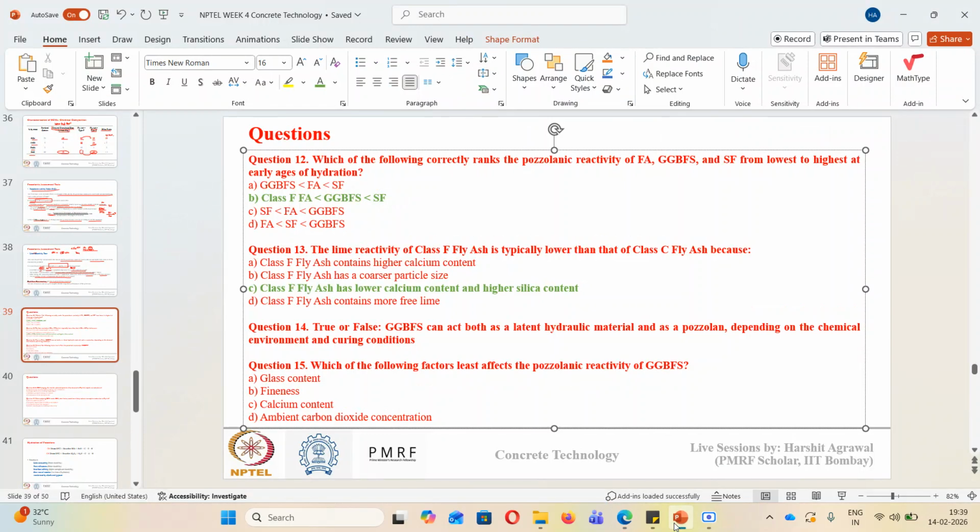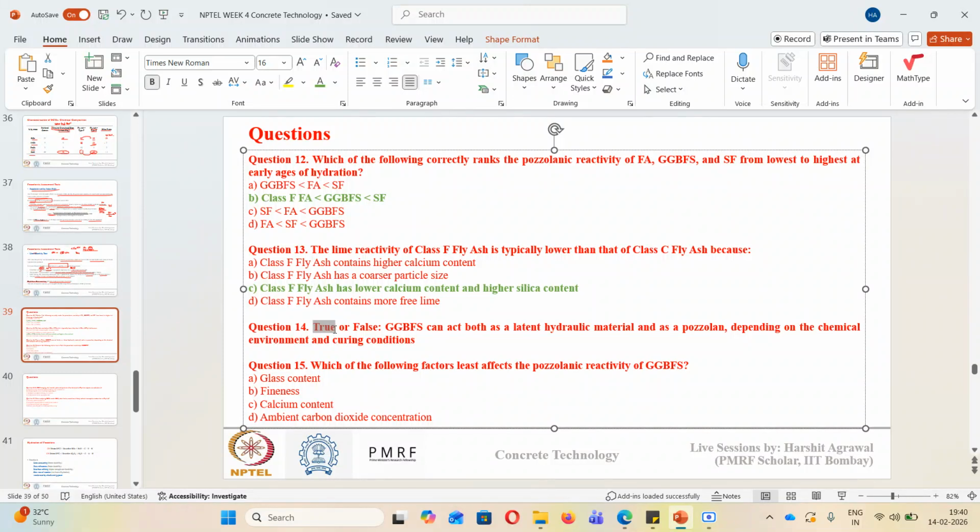So we have already discussed GGBFS acts as a latent hydraulic material in the presence of water and certain activators like alkali ions, and it behaves as a pozzolan also when combined with Portland cement. As Portland cement releases calcium hydroxide, GGBFS can react with calcium hydroxide to form calcium silicate hydrates. So the correct answer for this is true.